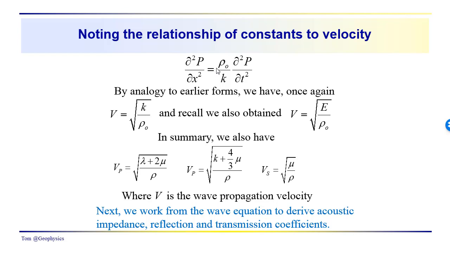So we're actually finished deriving the wave equation. We've derived it several times, and we've shown that we get wave propagation velocities that are a little bit different depending on the approach that we've taken. And now we're going to be moving on and looking at simple solutions to the wave equation and seeing how terms like the acoustic impedance, reflectivity, and transmissivity pop out of those solutions.